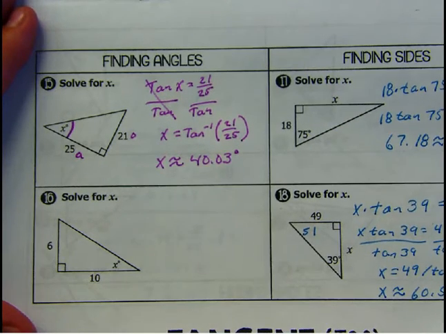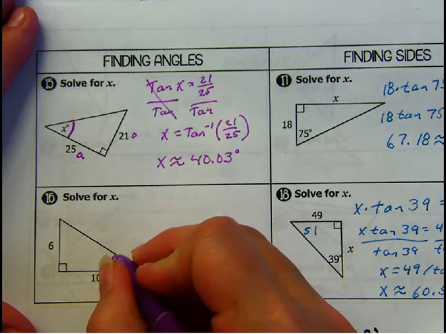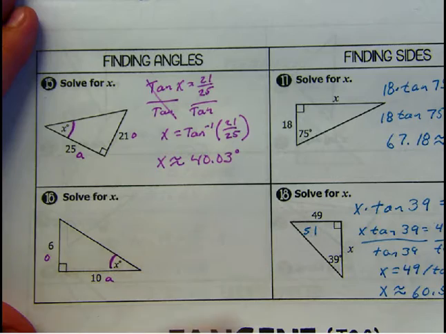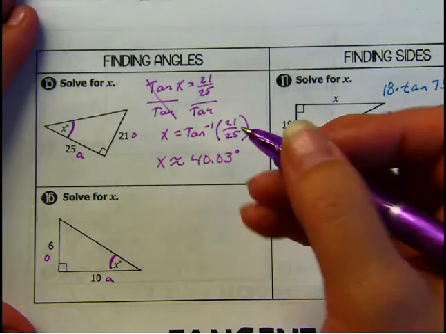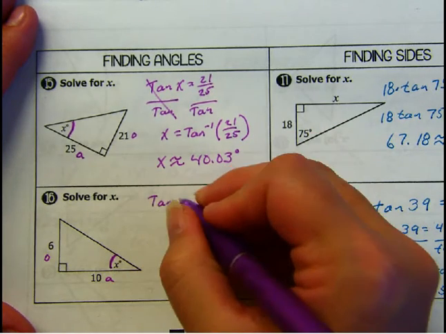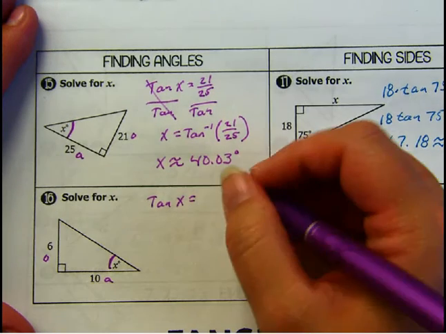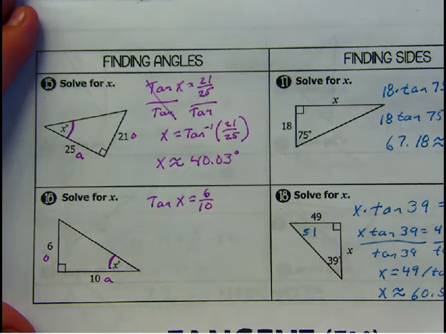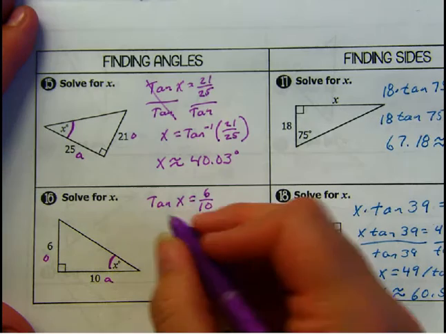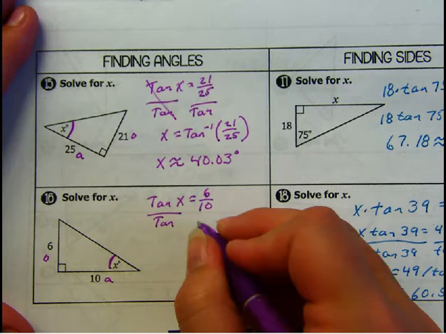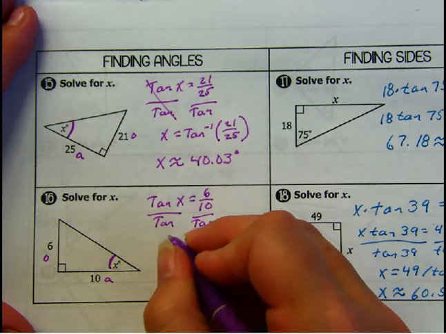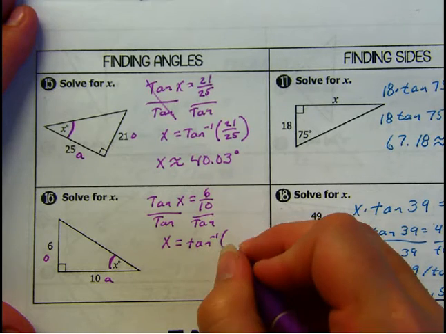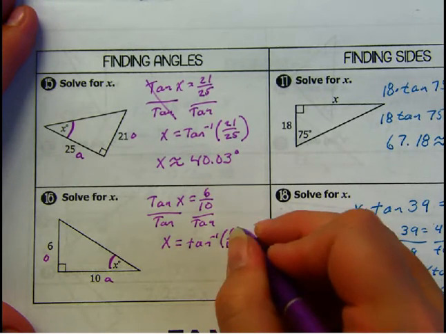All right, number 16. Again, we start by looking at our angle. We have our opposite side and our adjacent side. Remember, those are our legs. So we're going to go tangent of x equals opposite is 6 over adjacent, which is 10. So then to solve for x, we're going to divide by tangent. So we get x equals tangent to the negative 1 of 6 over 10.